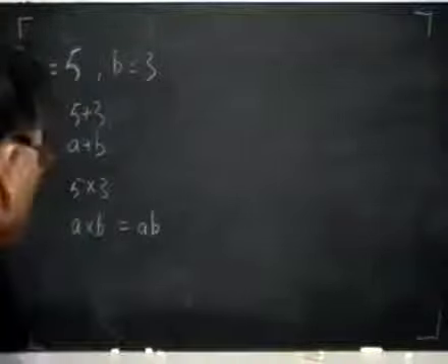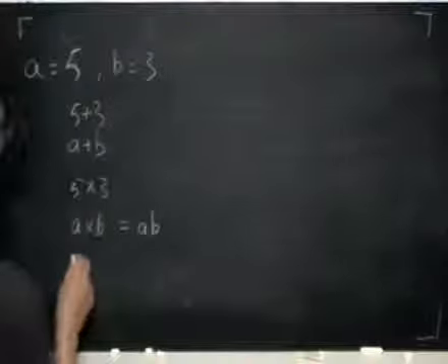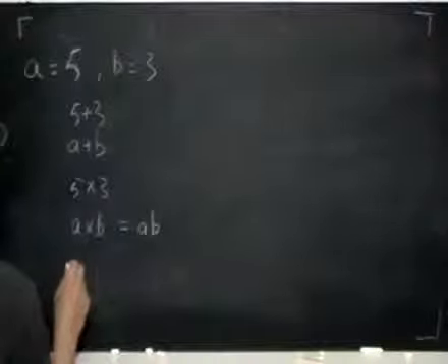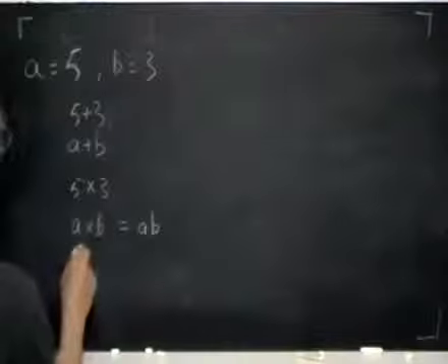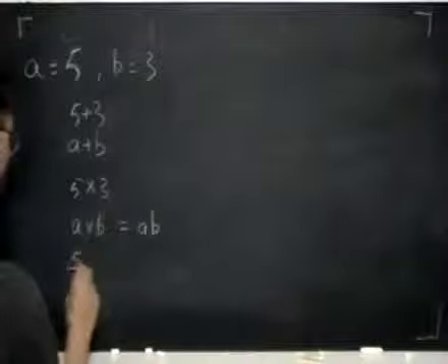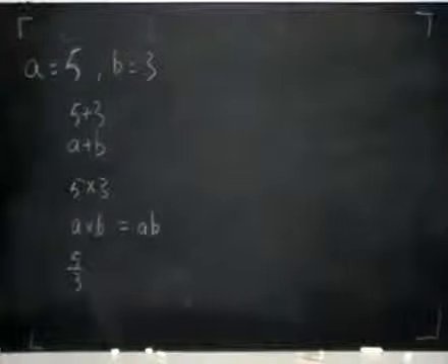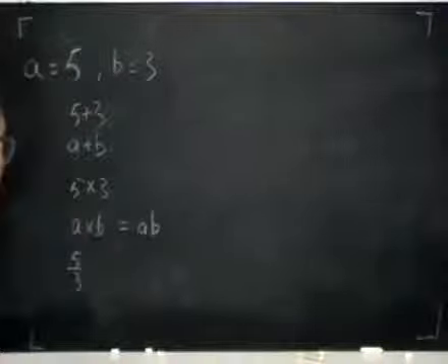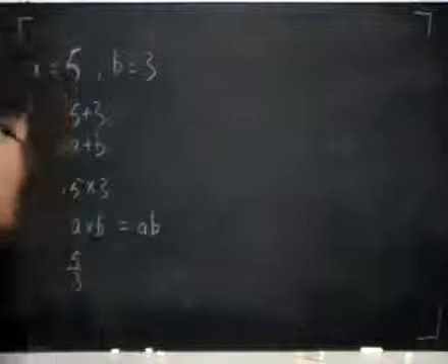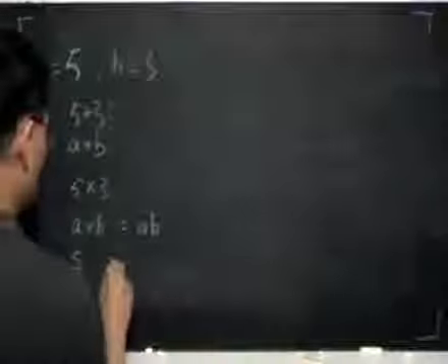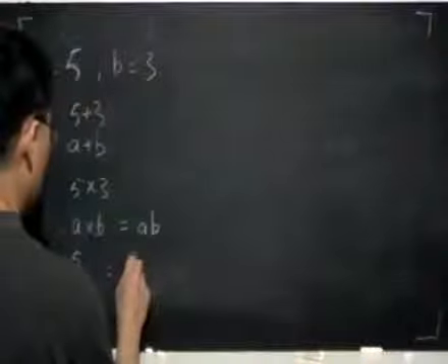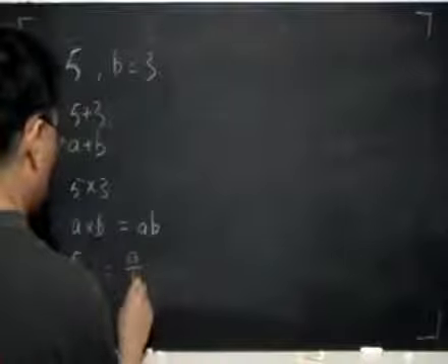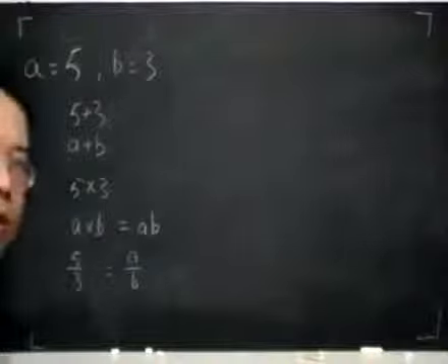Now if I want to divide the numbers, I can make a fraction, 5 over 3. That's the same as 5 divided by 3. I can also use a symbol and write A over B. So A over B means A divided by B.